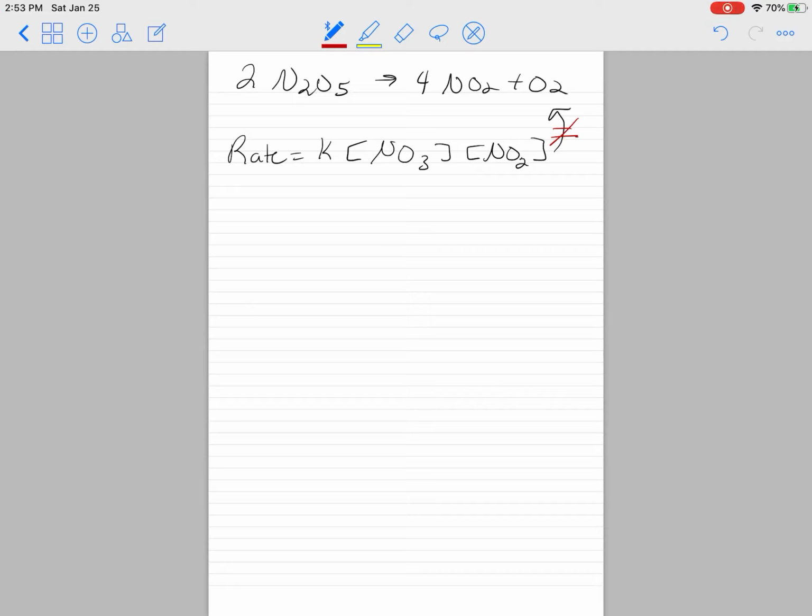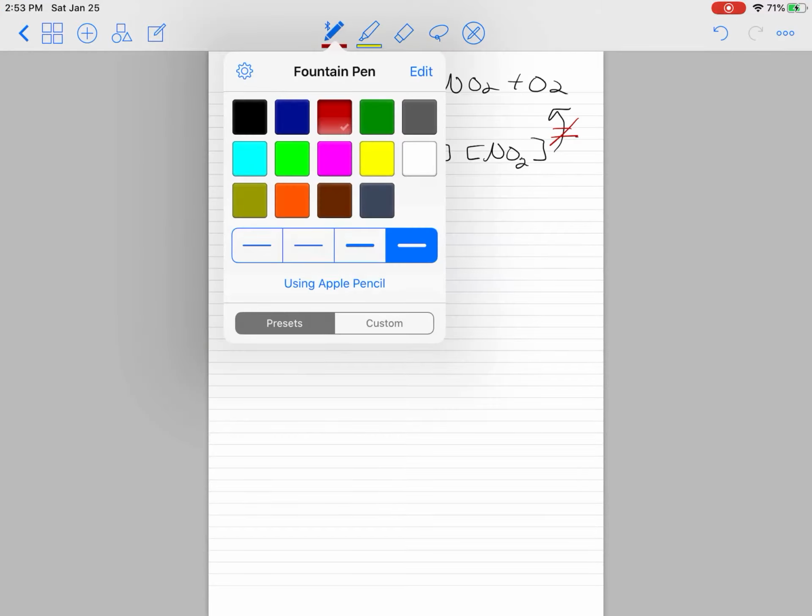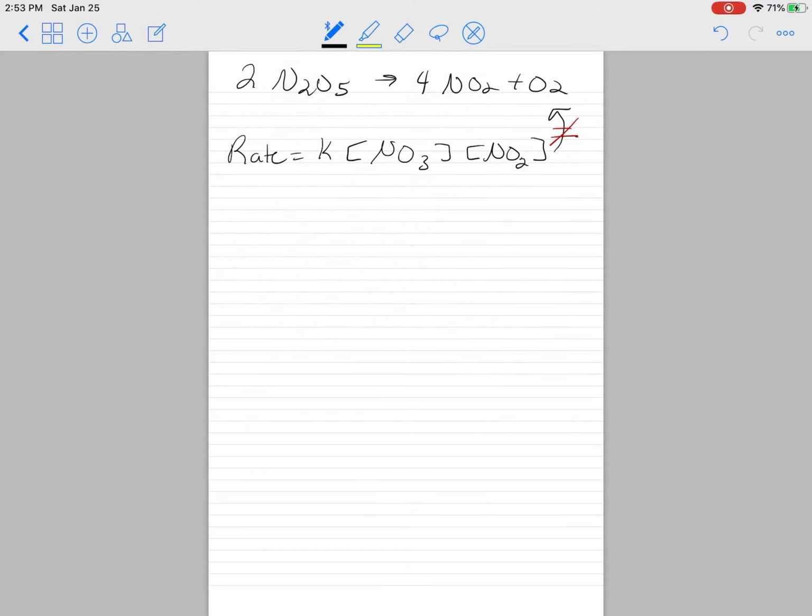Okay, it's not. And it is because the first step is in equilibrium, and that first step is not rate determining. So we need to use our intermediates to determine what the real rate law is. Now we're going to keep this one up here because it might be useful to us later on. But right now, let's go back and let's figure out what our intermediates are.